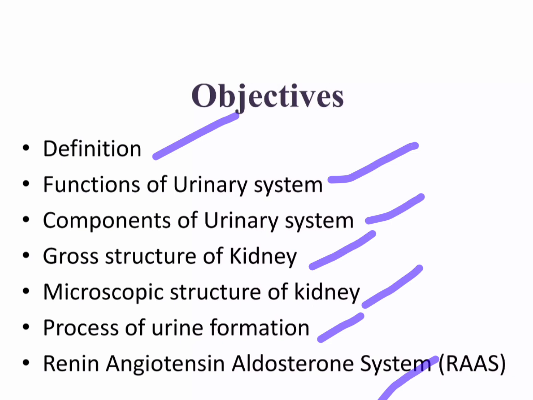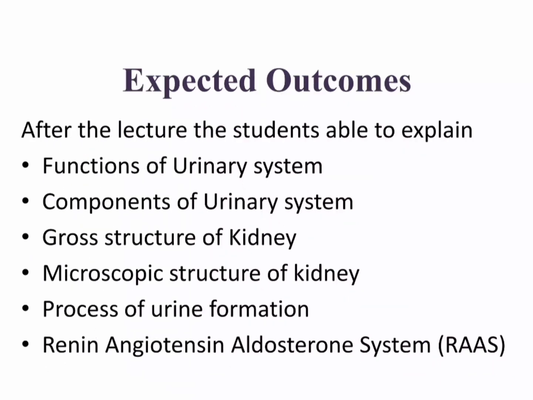So we will see one by one. In this video, the student should know about the function of urinary system, components of urinary system, gross structure of kidney, microscopic structure of kidney, process of urine formation, renin, angiotensin, aldosterone system, which we also call RAAS in short form. So the student should be able to explain all these points.